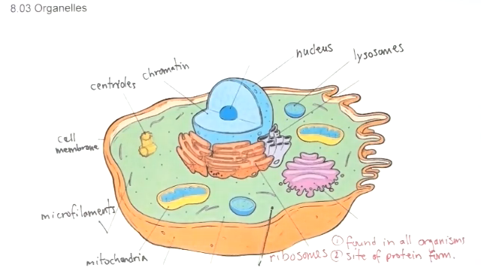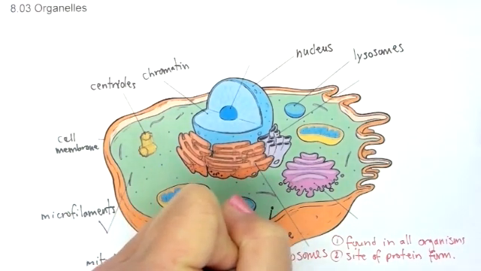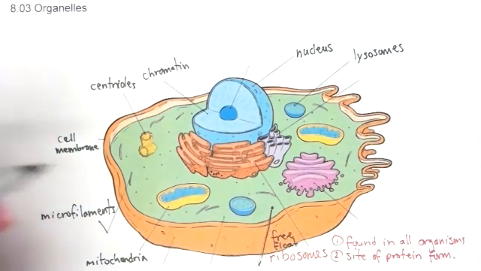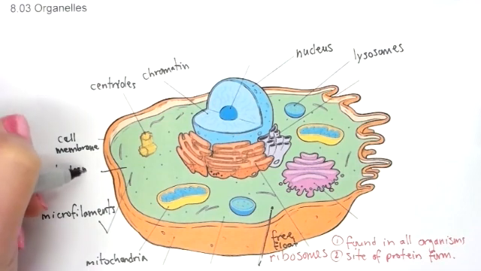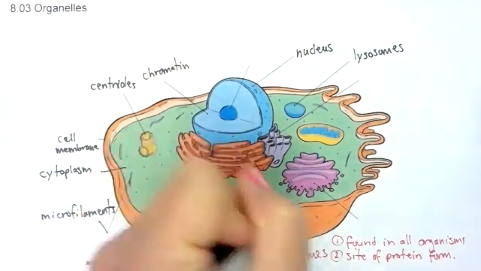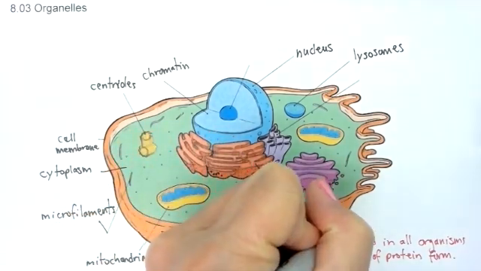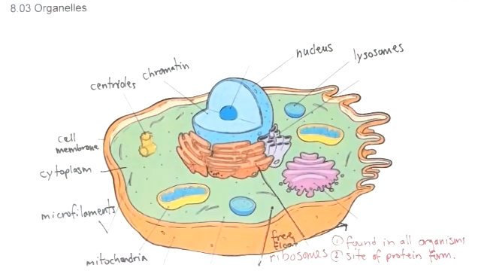And again, we have free floating ribosomes. So here you see a free floating ribosome. Oh yeah, that reminds me, cytoplasm. That's another one we talked about. And then some of the ribosomes are attached to this structure. And this structure is called the rough endoplasmic reticulum.